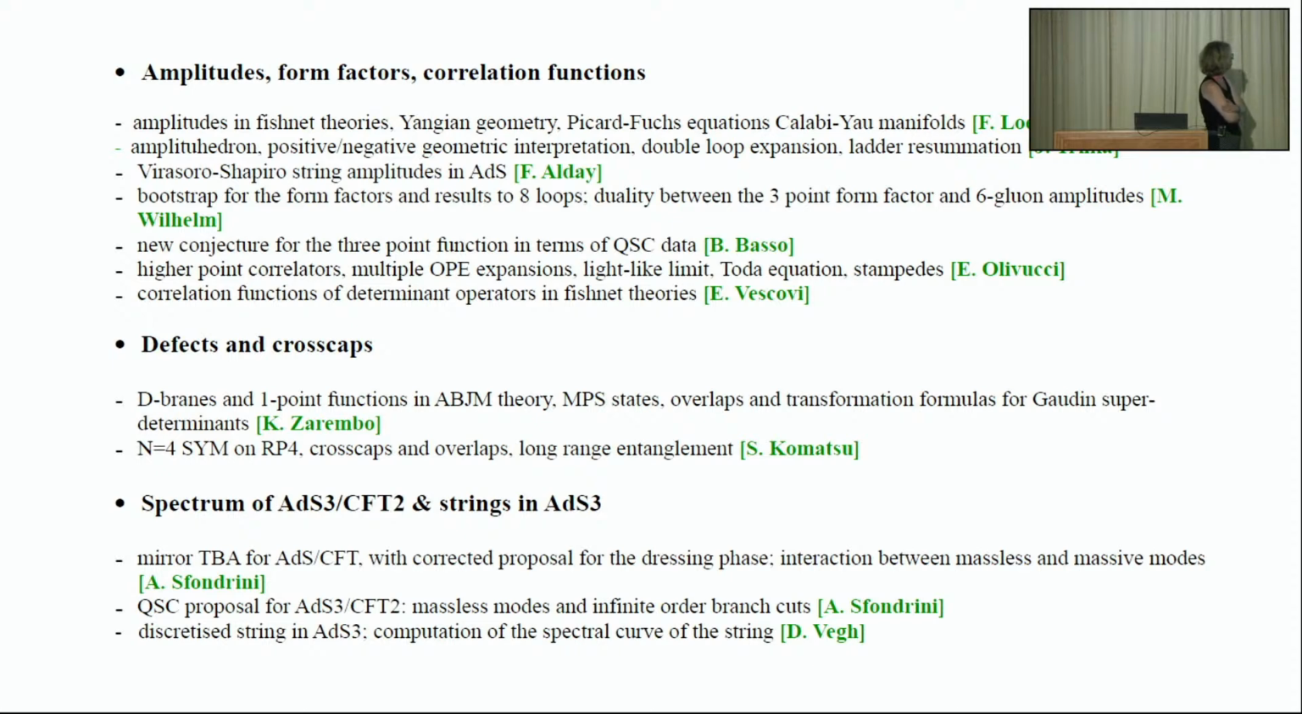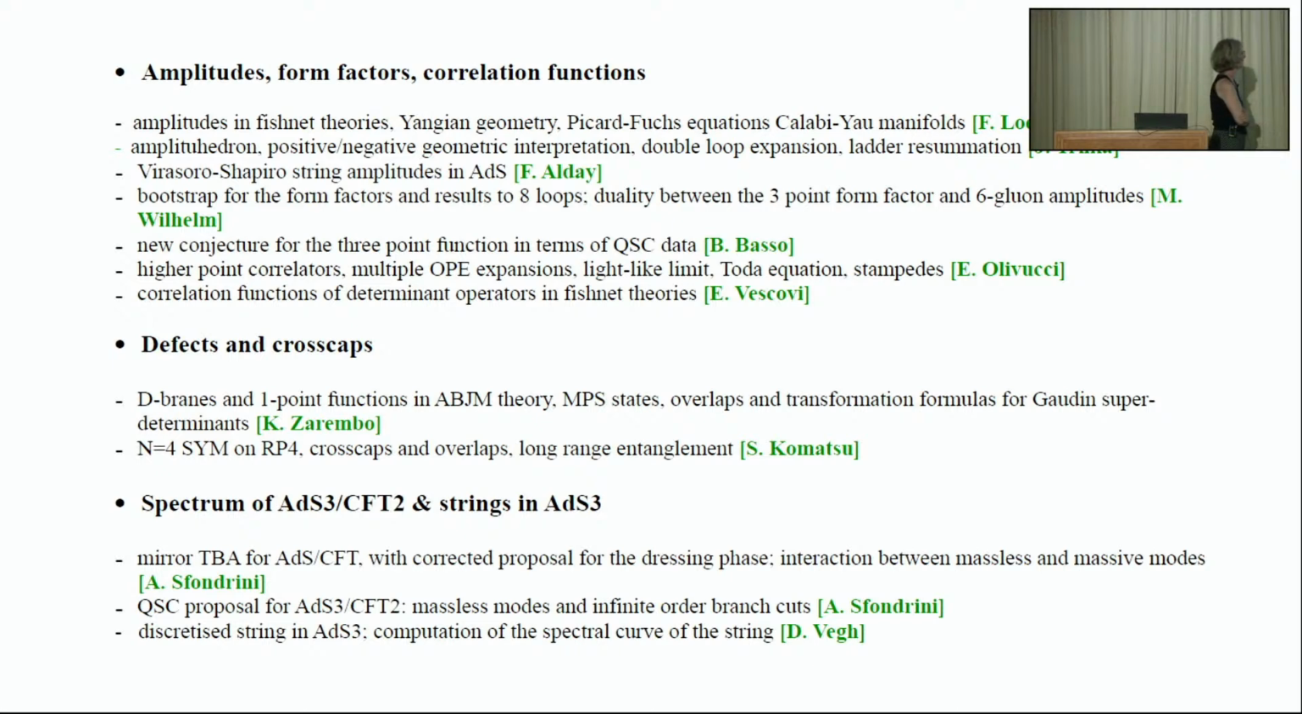Then higher point correlators, multiple OPE expansions, light-like limit, links to Toda equations in the talk of Enrico Olivucci. Also correlation functions of determinant operators in fishnet theory by Edoardo Vescovi. And then very similar objects, but in theories with defects or deformed theories, like in the talk of Kostya Zarembo about D-branes and one-point functions in ABJM.